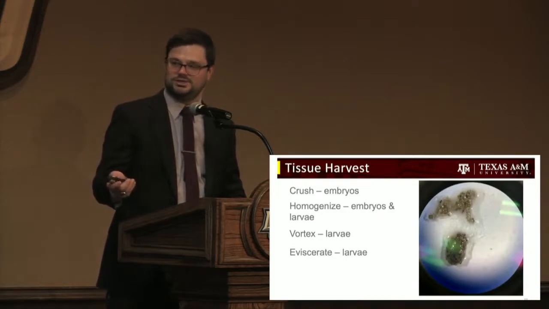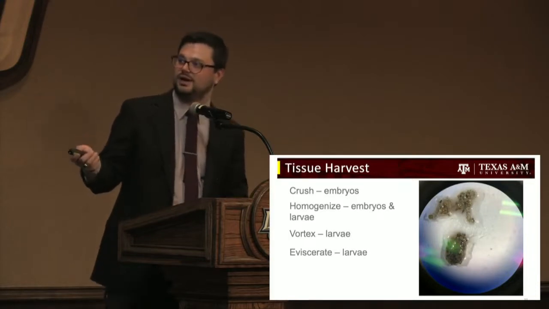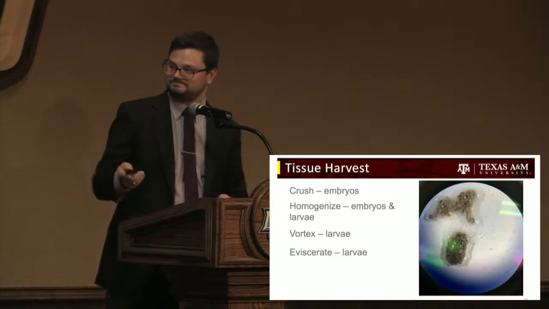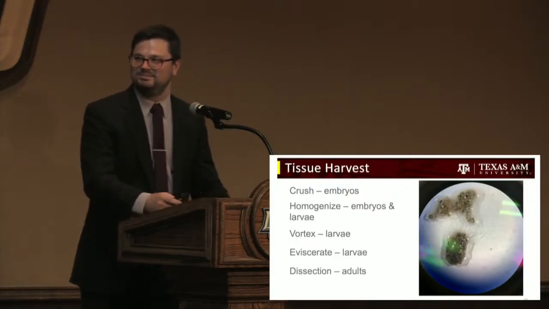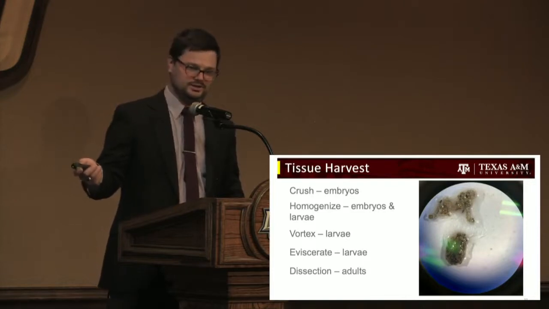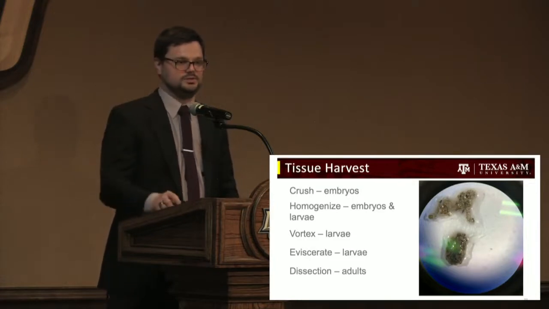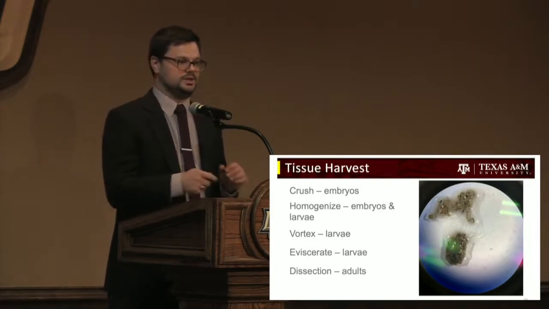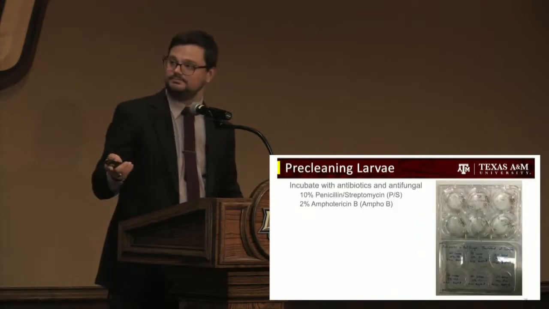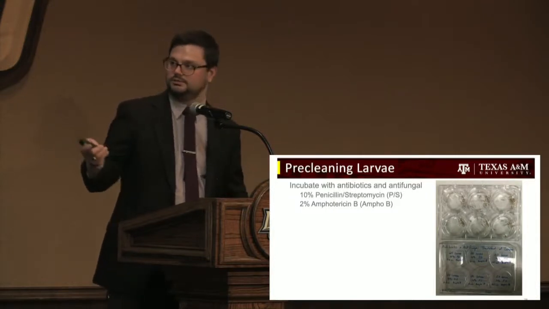And then we can just eviscerate the larva, so that's with a microscope and tweezers. And so we have some nice larvae here, and then we have some former larvae here. I'll talk more about this. It didn't work great either, but I'll talk more about it. And then the last thing is dissection, and we do that mostly with adults. So that's dissecting out their midguts. Going to the larva for the evisceration or vortexing.